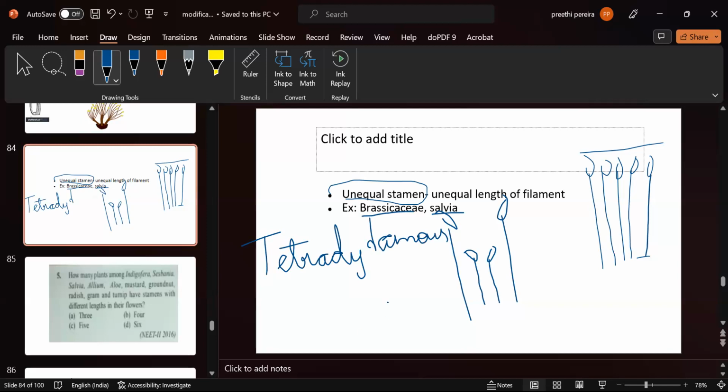क्योंकि Brassicaceae में you will write androecium A 2 plus 4, like this you are going to write. मतलब 2 लंबे हैं और 4 are small. So ऐसे वाले arrangement, 4 small और 2 लंबे, इसको हम बोलते हैं tetradynamous arrangement. You can see this in Brassicaceae.